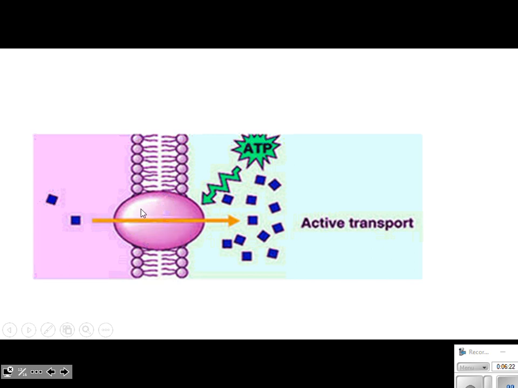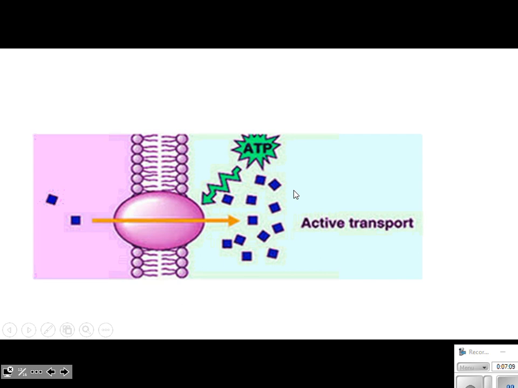Here's the outside of the cell. Here's the inside of the cell. Which side has the higher concentration of blue boxes? Inside the cell. You can see by our arrow that we are moving inside the cell with the blue boxes. So we're going from an area of low concentration to an area of high concentration. We are going against the concentration gradient. Therefore, we have active transport, and we need ATP. We need energy for that to occur, for that transport protein to shift those against the gradient.